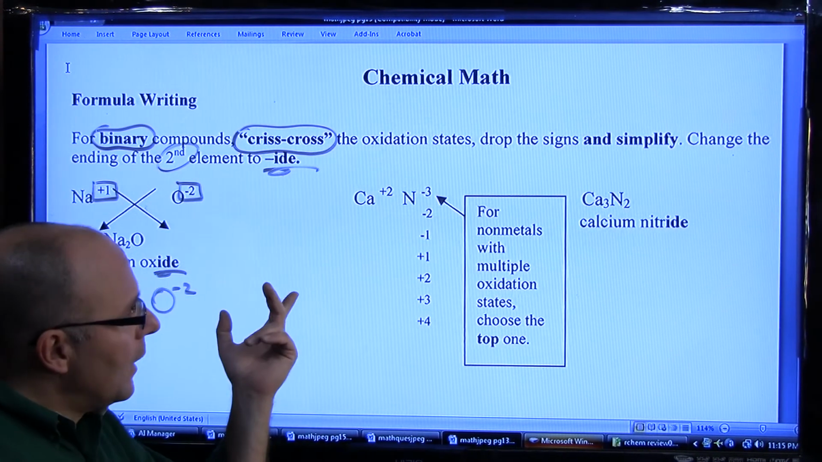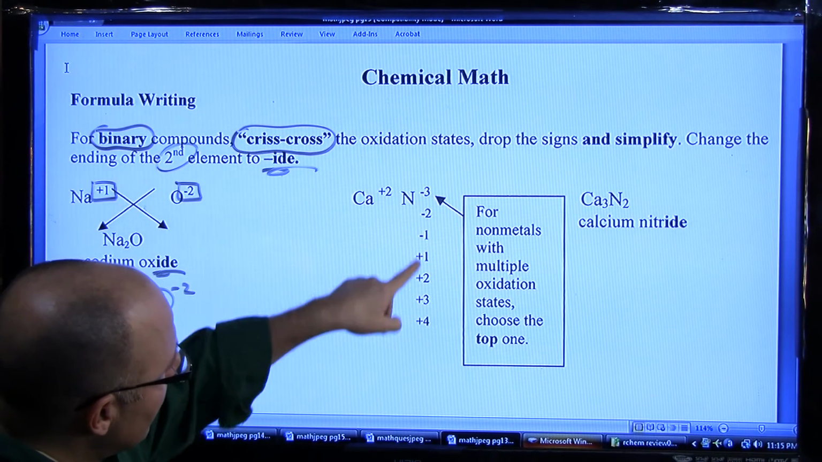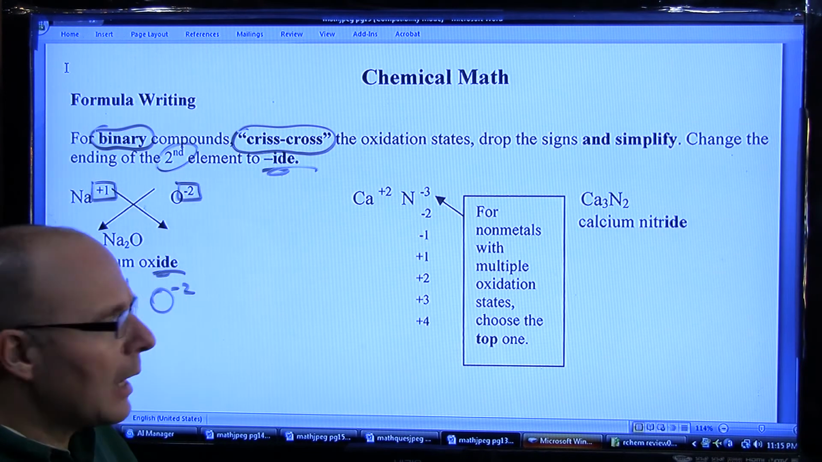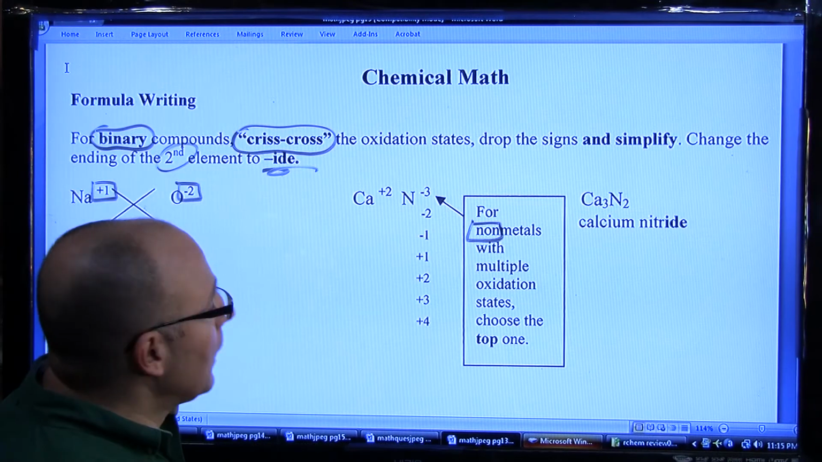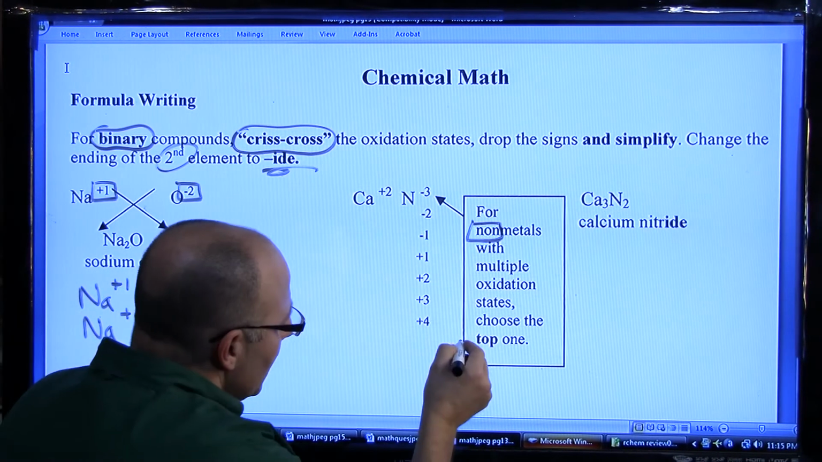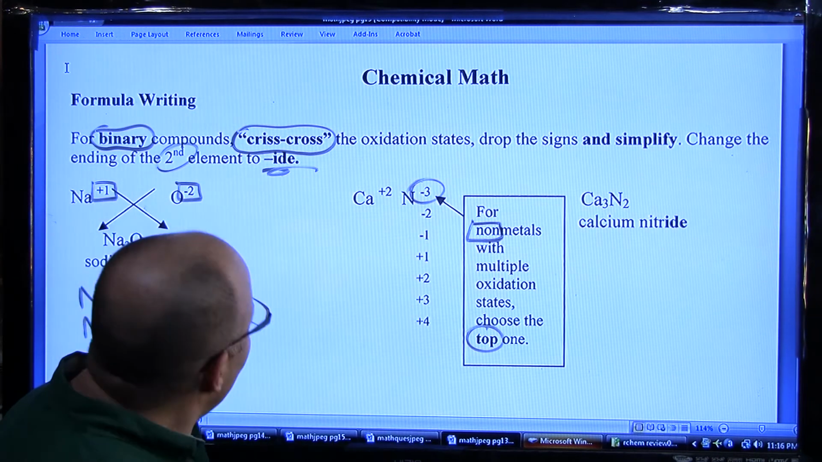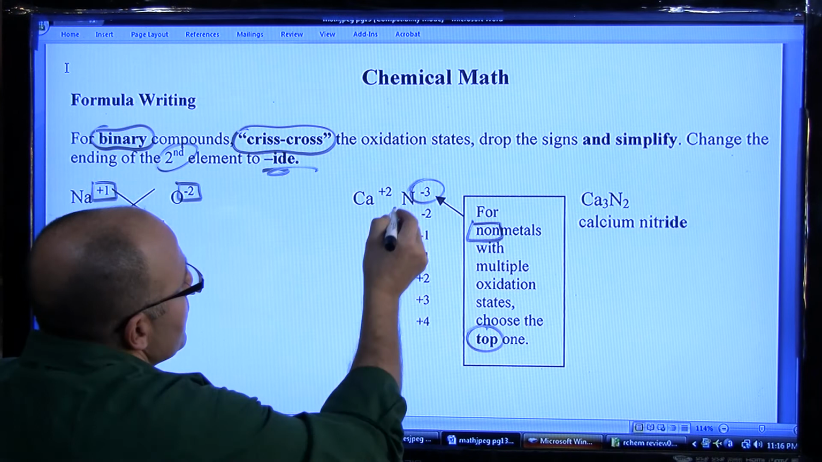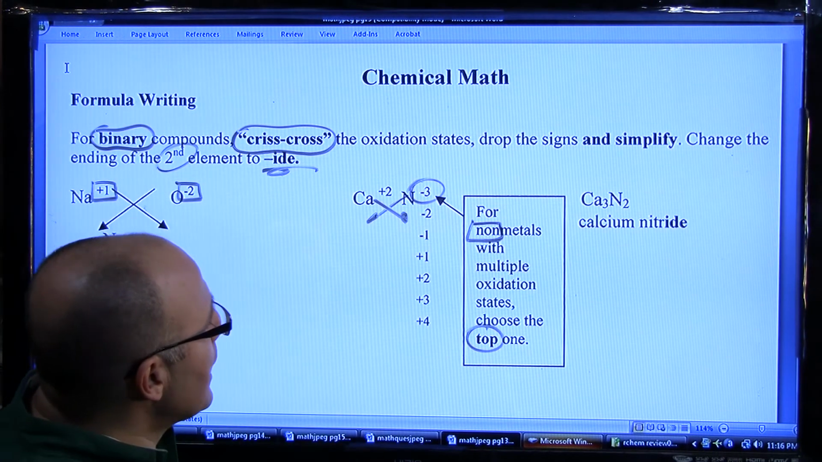If you move along to calcium nitride, you'll notice that nitrogen has a lot of oxidation states. In fact, more than I have listed here. Nitrogen is a non-metal, and in that case, when you come across non-metals with multiple oxidation states, then you simply choose the top one. So in the case of nitrogen, its nitride ion, its most common would be the N-3. And again, you just crisscross, and you end up with Ca3N2.